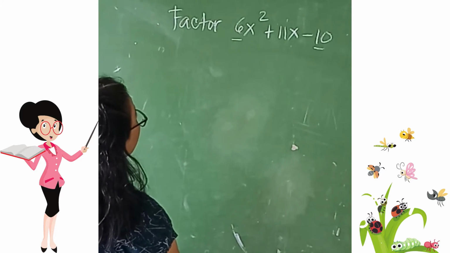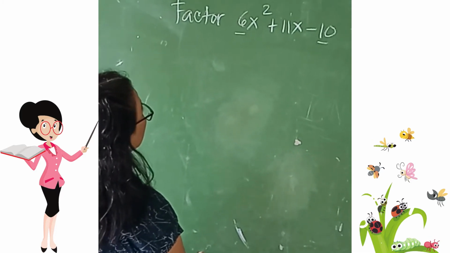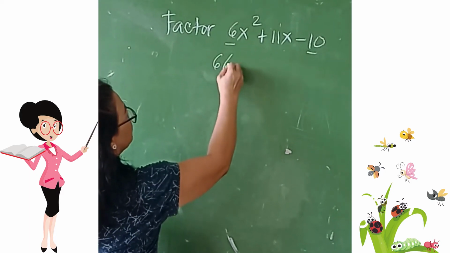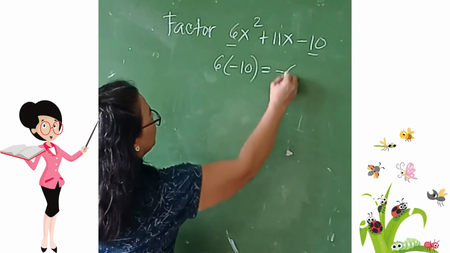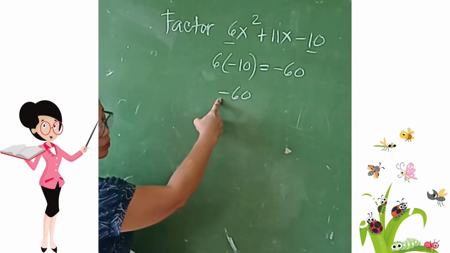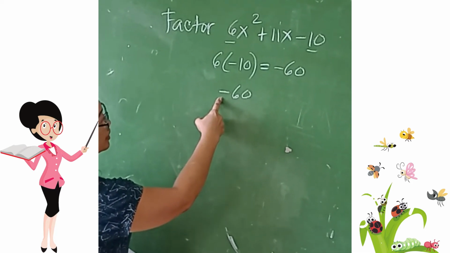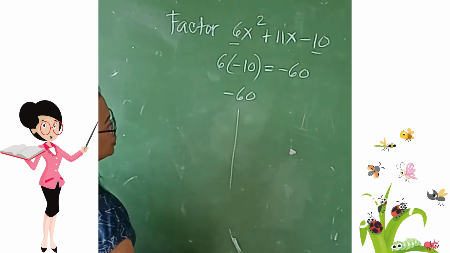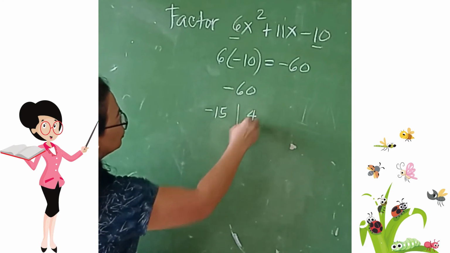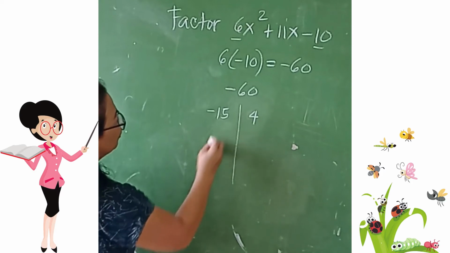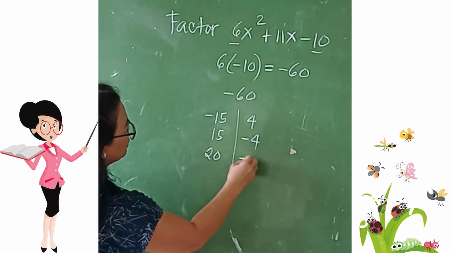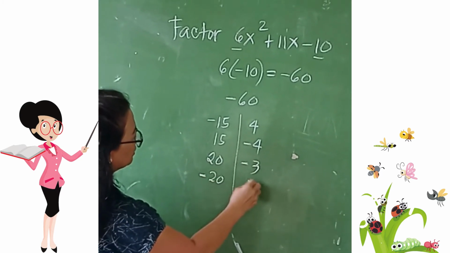We get the first term and the last term, in other words, the numerical coefficients of the first and the last term, which are 6 and negative 10. We get the product of that, and we come up with negative 60. Then we get the factors of negative 60. Since this is negative, take note guys that if your product is negative, you come up with 2 integers which have unlike signs. So we start with negative 15 times 4 to come up with negative 60, or positive 15 and negative 4, or you have 20 times negative 3, or negative 20 times positive 3.